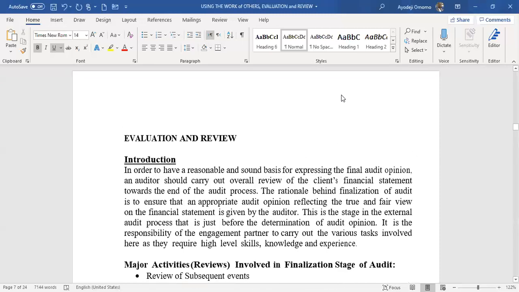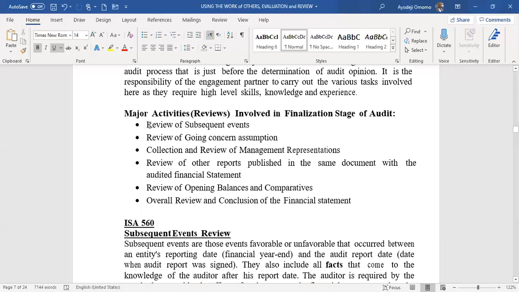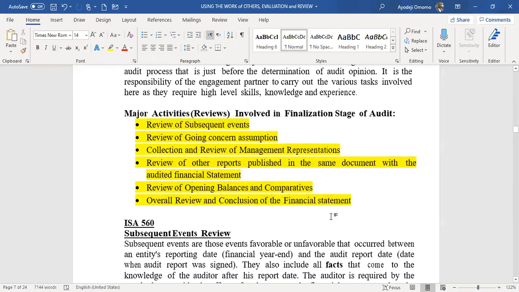So for this evaluation and review, there are certain activities that must be carried out. Now, these activities include all these major activities: 1, 2, 3, 4, 5, 6. These are the major activities that the audit engagement partner must perform before he signs that document. Before he signs that document, he must carry out a subsequent event review.